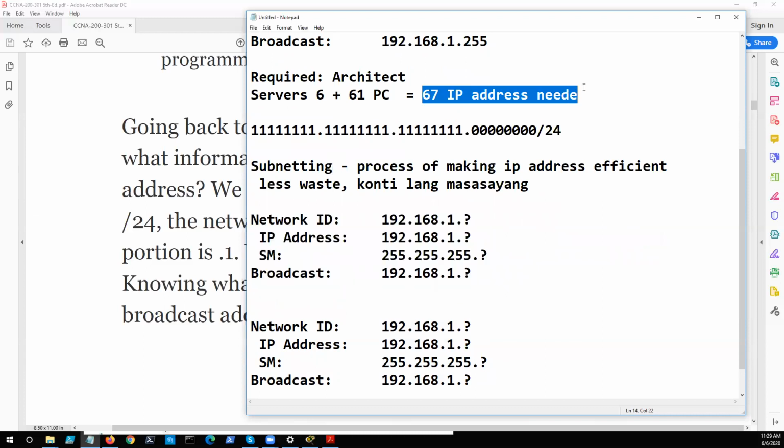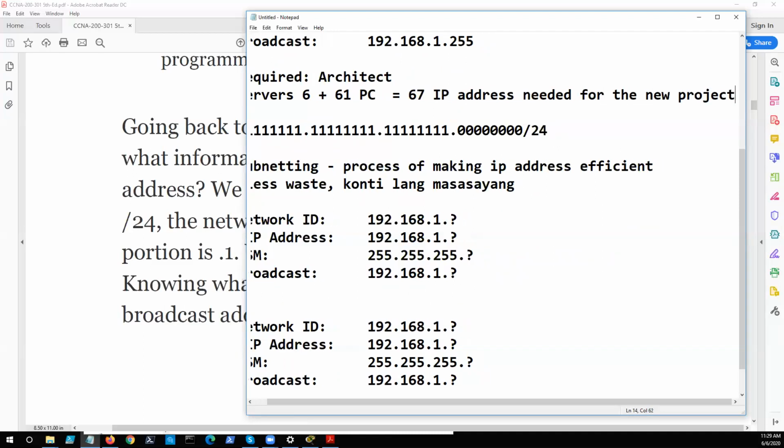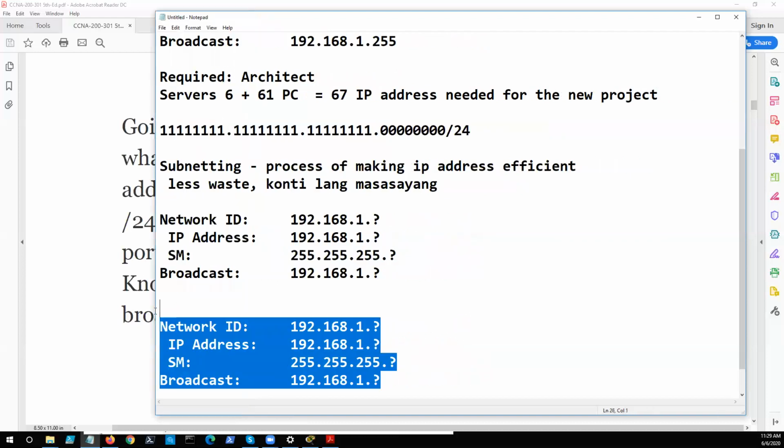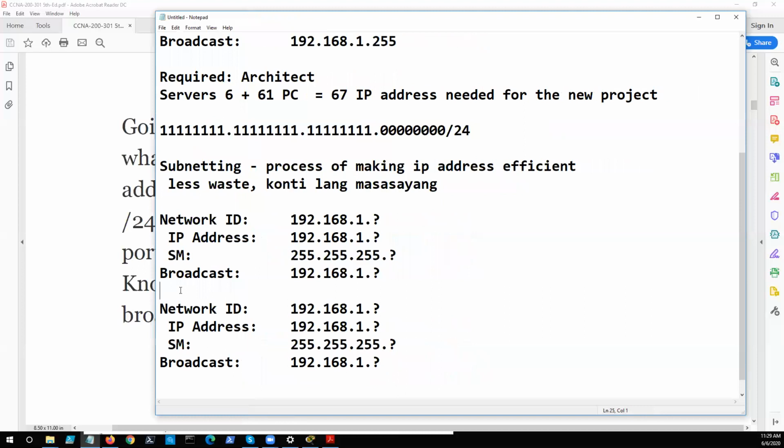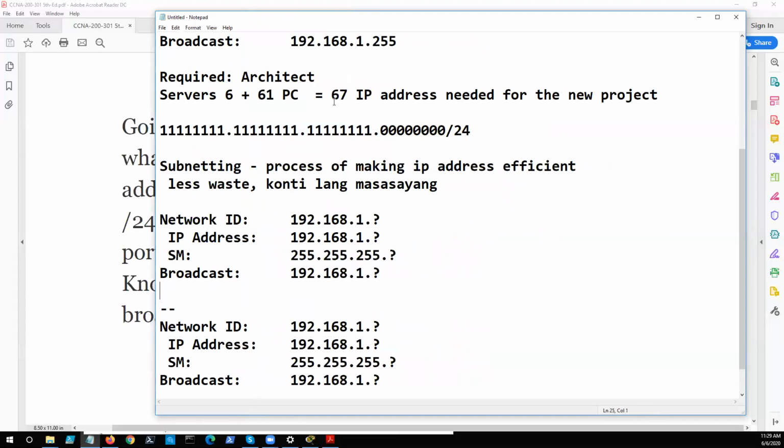I need 67 IP addresses for the new project. Because there is a new project. So, Chris, please give me an IP address. You cannot assign them randomly. So you need to solve this problem. Here we go, I'll solve it now. So, how many is the requirement? 67.